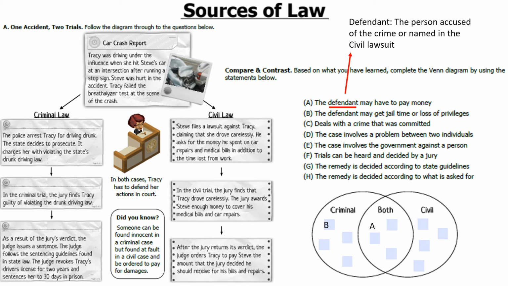C deals with a crime that was committed. D, the case involves a problem between 2 individuals. E, the case involves the government against a person. F, trials can be heard and decided by a jury. G, the remedy is decided according to state guidelines. H, the remedy is decided according to what is asked for. So you just need to make sure that you are sorting those ones correctly.